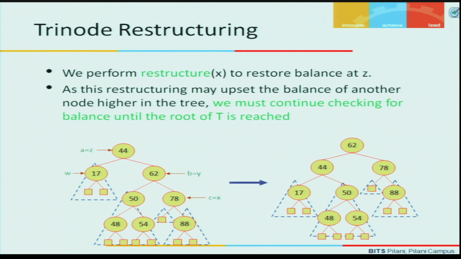we have the following case. So, we are going to have z here. z is going to be the node where the imbalance has occurred.